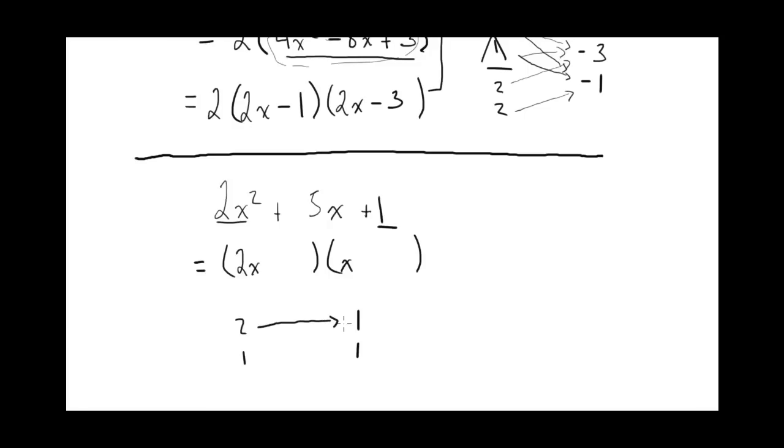So if I did 2 times 1, I get 2. 1 times 1, I get 1. 2 plus 1 is 3. It's not 5. It doesn't work. 2 times 1 is 1. 1 times 1 is 1. Again, doesn't add to 1. So this one doesn't work. There's no numbers I could put here which will make these binomials multiply to give me that. So this one we would say not factorable.